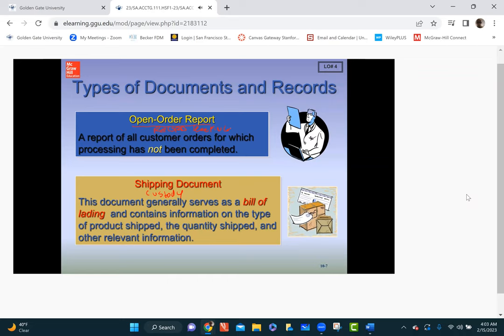Now, when those goods have been shipped, there is typically a bill of lading. And sometimes students get concerned, like, what the heck is a bill of lading? A bill of lading is a packing slip. You order something in the mail, and it comes in, and that paper inside the box is called a packing slip, but the more technical term is a bill of lading. It simply lists what's in there.